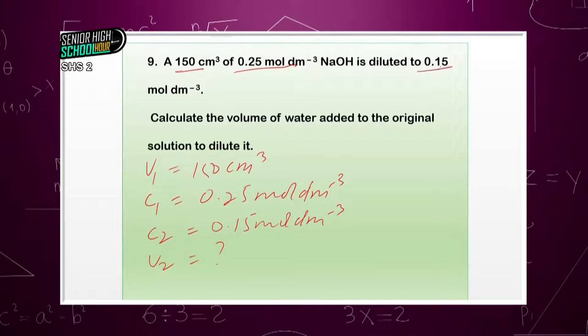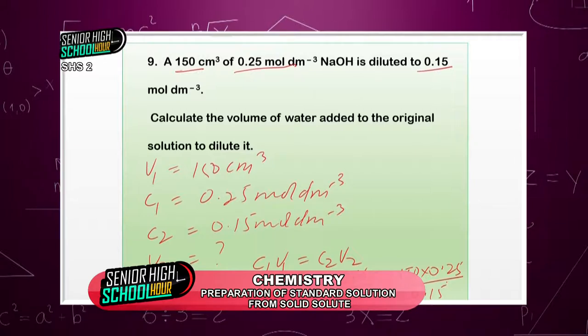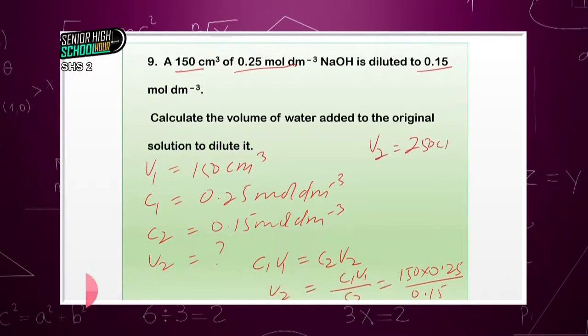Then diluted to 0.15, that is C2. So we can find V2, right? From the dilution formula, C1V1 equals C2V2. We are looking for V2, so make V2 the subject: C1V1 over C2. Do the substitution. V1 is 150, times C1, 0.25, all over C2, 0.15. So V2 will give us 250 cm³.